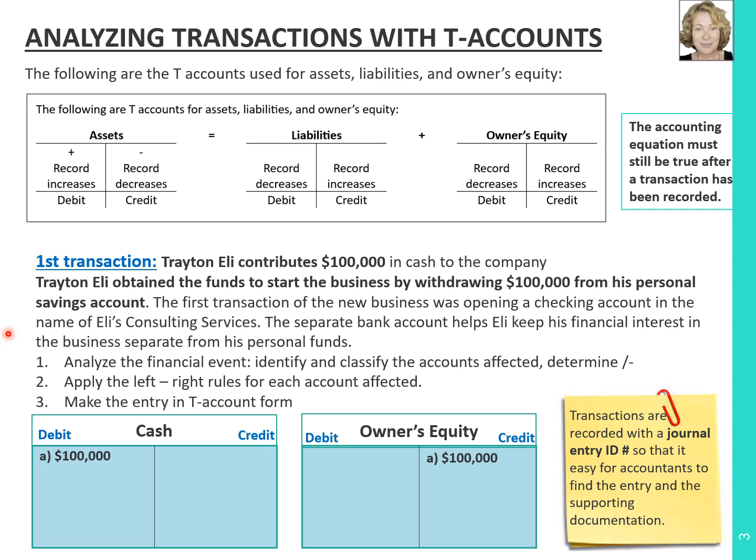In the first transaction, Eli gave $100,000 from his personal funds to the business. When we analyzed this transaction using the accounting equation, we said that the business's cash, which is a property or asset of the business, increased, and that the owner's equity also increased by $100,000. So how do we write this transaction using T accounts?